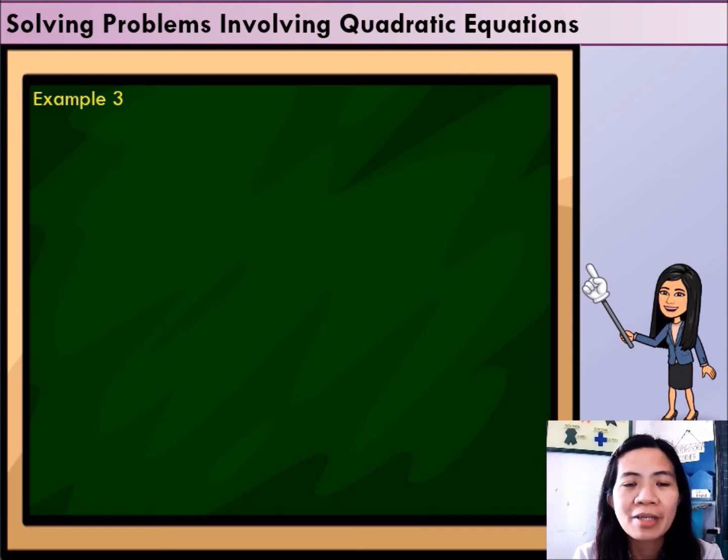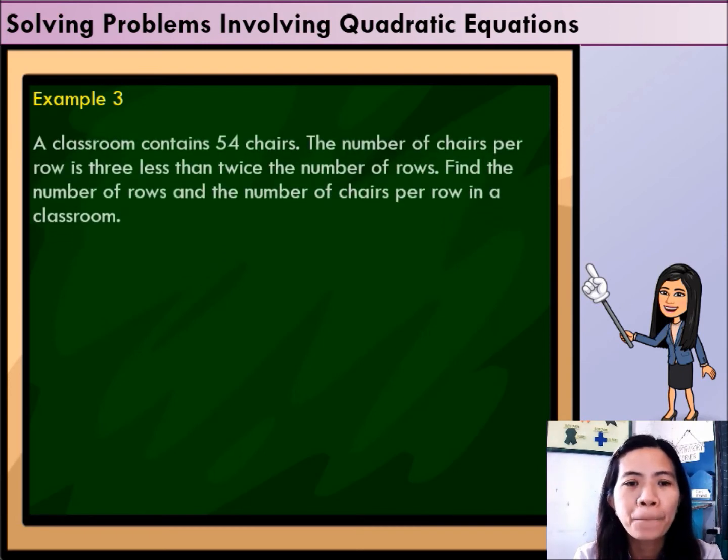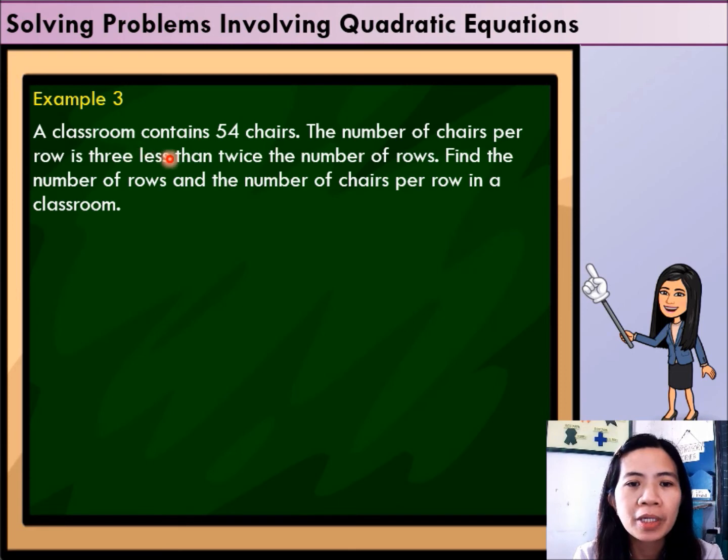Let's have example 3. The classroom contained 54 chairs. The number of chairs per row is 3 less than twice the number of rows. Find the number of rows and the number of chairs per row in the classroom. Okay, so this is our problem. Sometimes it is difficult to understand the problem. We have to read it again and again until we understand it.